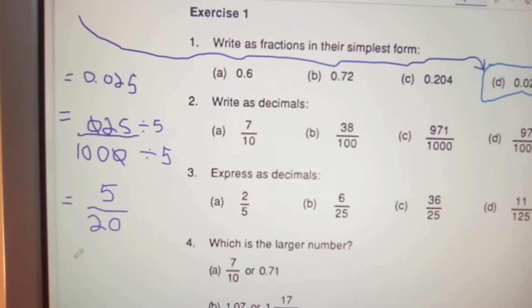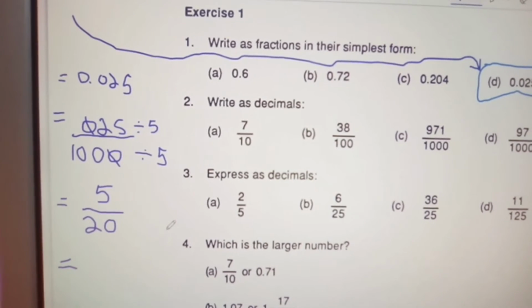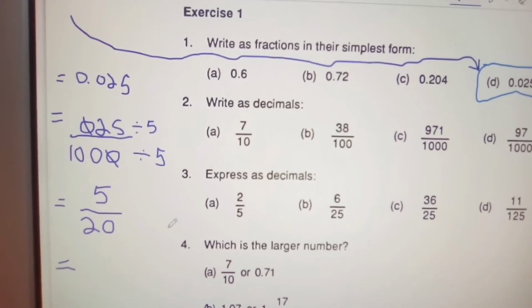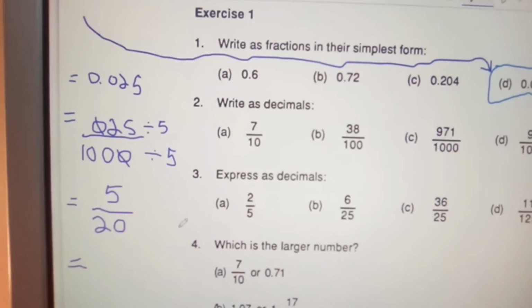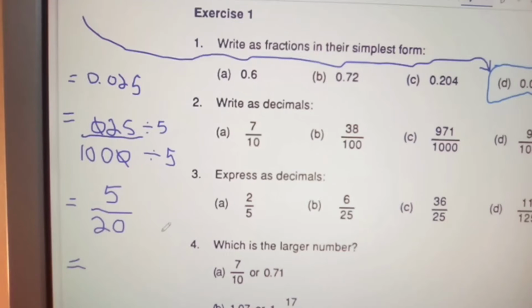Now, here's another interesting part, because we now have another equal sign. Okay, it's just gone wiggly. So that's the interesting part now. If I again divide this 5 and the 20 by 5, what do I get?